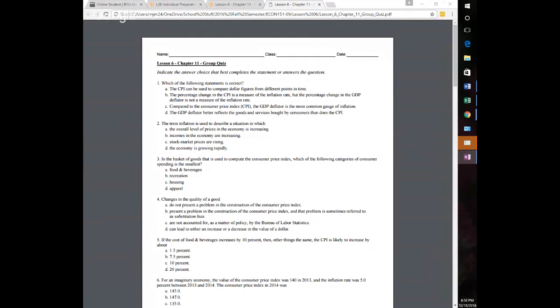I'll do 5. If the cost of food and beverages increases by 10%, then other things the same, the CPI is likely to increase by, and I put 10%, C. And I got A, 1.5%, as well.